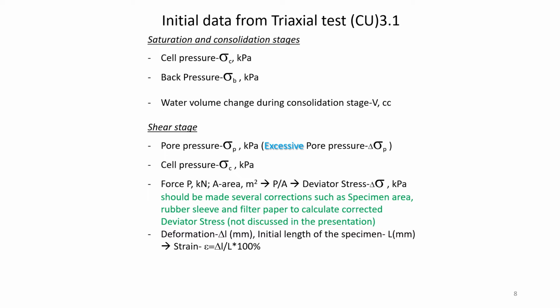And by the way, keep in mind, I'm not going to discuss in this presentation all the corrections: correction for area, correction for rubber sleeve, correction for filter paper. All these corrections will influence your deviator stress. In university, no one even talks about that, or talks just very briefly. When you do all the exercises, people just say, oh, your deviator stress, your major, minor, and so on. Guys, you don't have everything. You have whatever I just wrote down here.